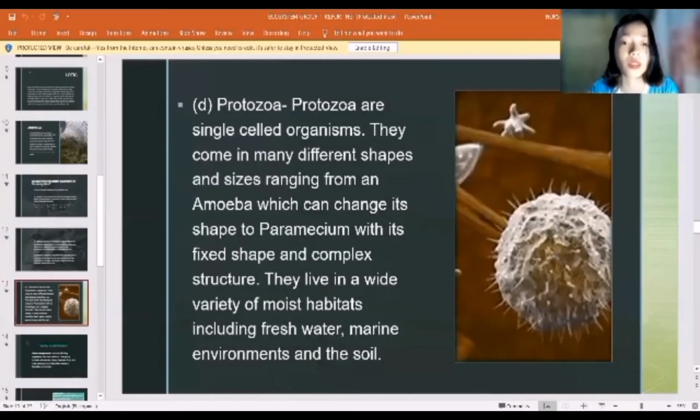Next is Protozoa. Ito naman is a single-celled organism. They come in many different shapes and sizes. Sila yung mga naninirahan sa mga moist habitat tulad ng freshwater, marine environments, and the soil.